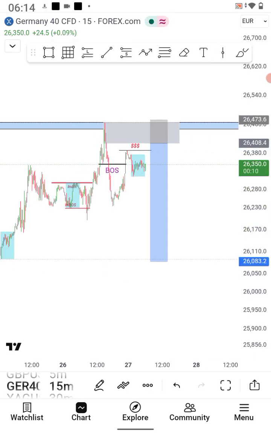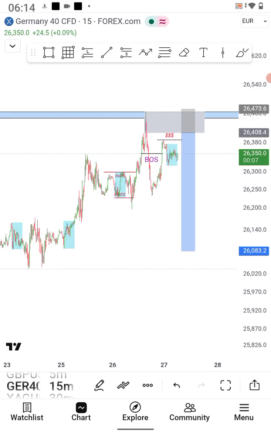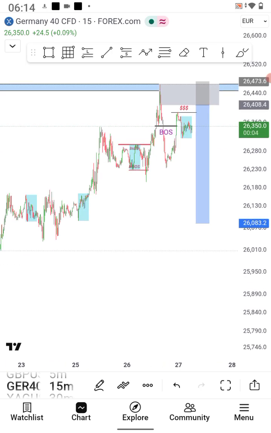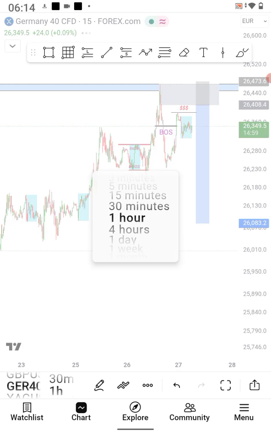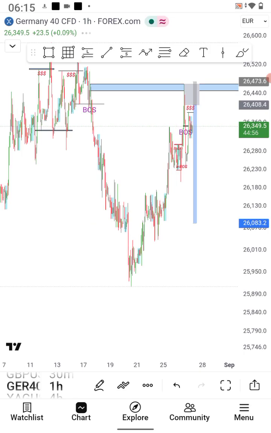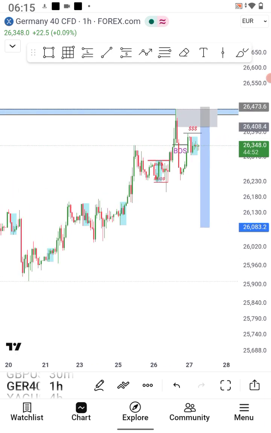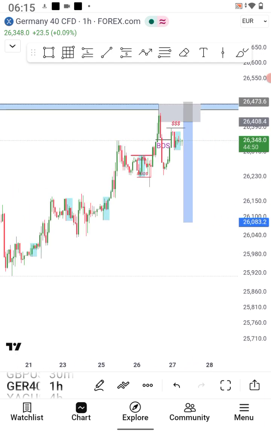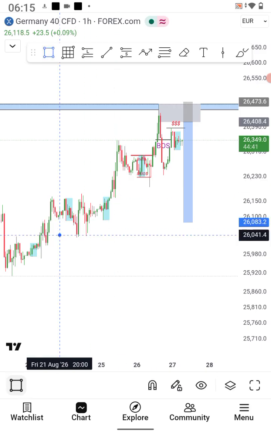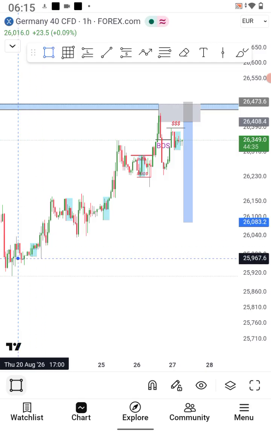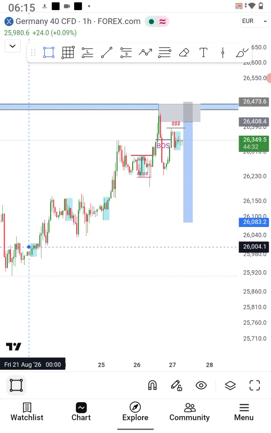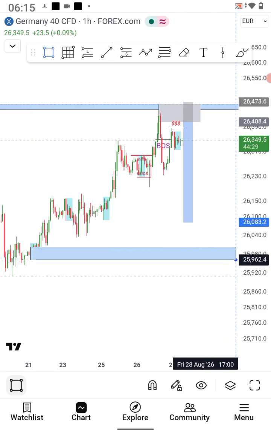Let me show you my exit. My exit is this relative equal lows, because formerly I had an order. Let me show you. Just a minute. Let's go to 1 hour time frame. I had a buy order that was not triggered on German 40, and I think the entry was around here. It was around here. I can't really remember now. But if you watch my videos, you will find it.